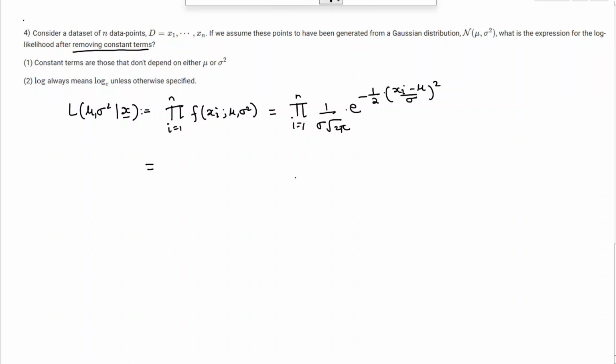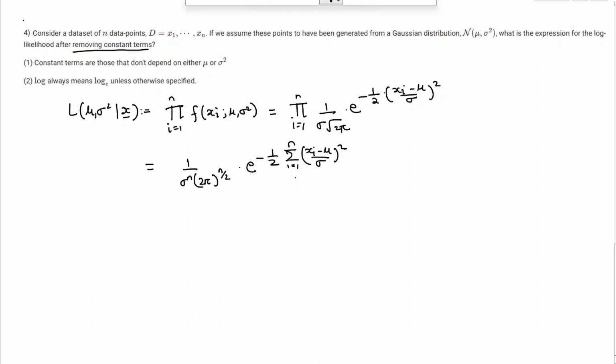Now this can be written as 1 by sigma to the power n, and then 2 pi to the power n by 2. Then we have an e to the power of minus half of, and then since it's a product, on top of it will go a summation. So summation i running from 1 to n, we have xi minus mu upon sigma whole square, right?